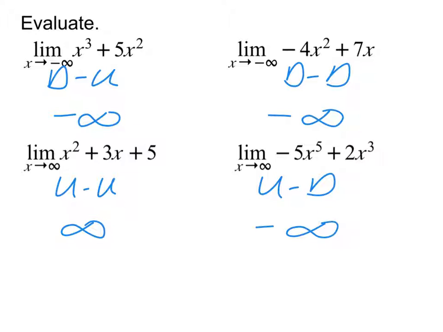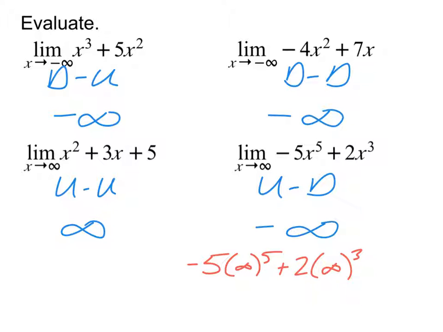So notice I can know each of these just by using the end behavior. Now, notice that's different from trying to plug in infinity. I don't want to try to plug in infinity into these because, for instance, with that last one, if I tried to plug infinity into that, I'd have negative 5 times infinity to the fifth plus 2 times infinity cubed.